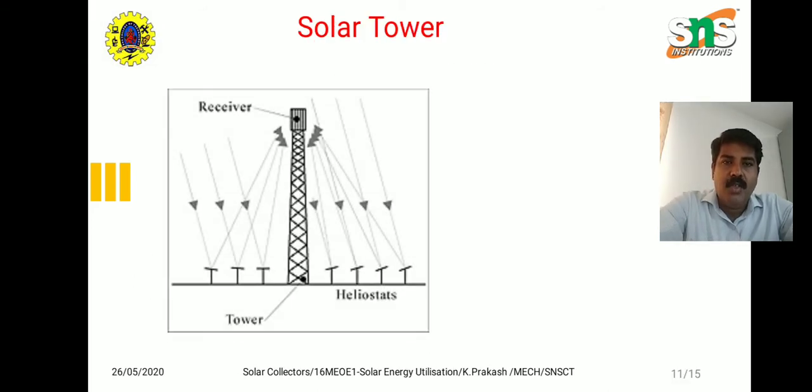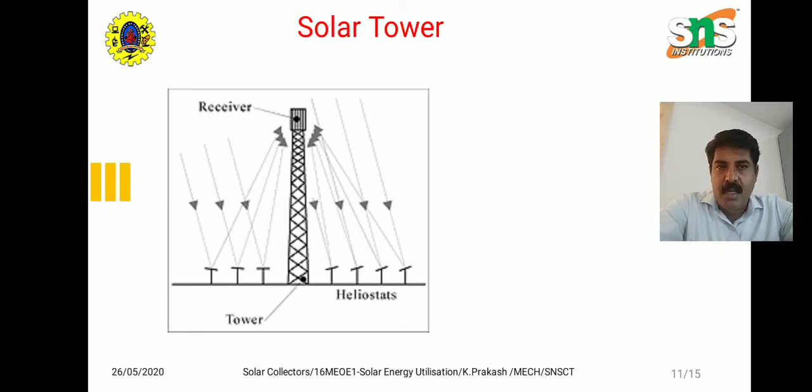And coming to the solar tower, we can see from this picture that there is a tall tower. On the top of the tower there is a receiver, and at the bottom we have heliostats. So what is meant by heliostats? Heliostats are nothing but reflectors of sunlight or solar radiation to a particular receiver. This is the working of the heliostats.